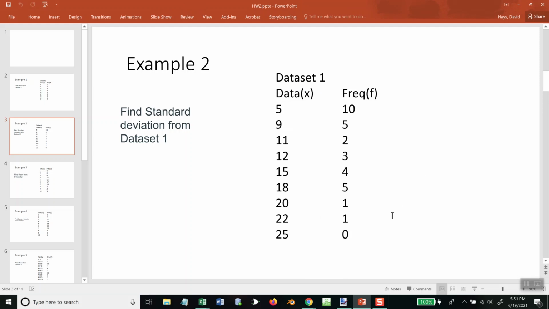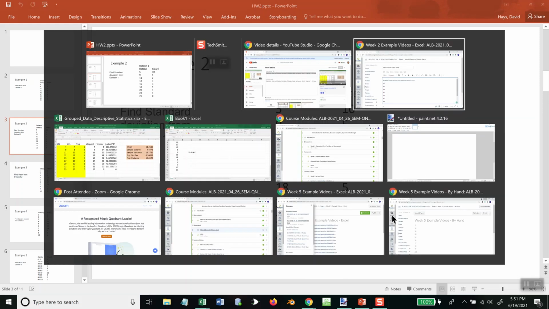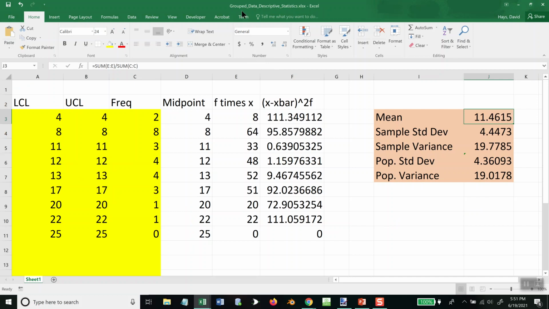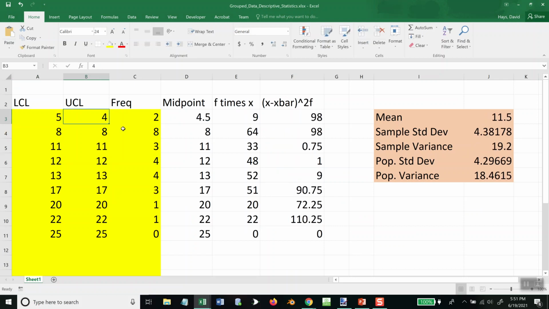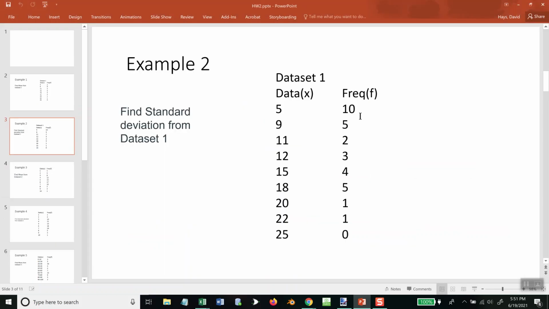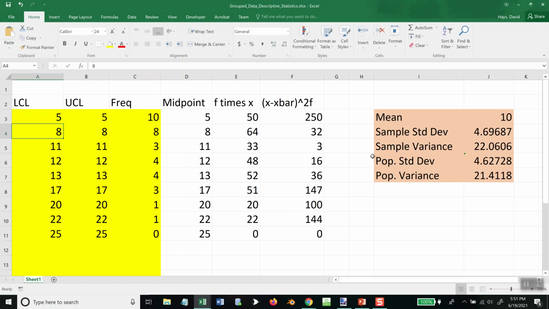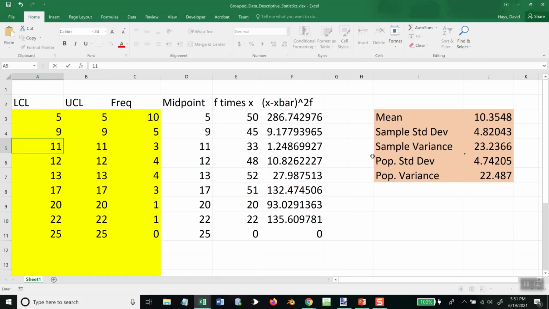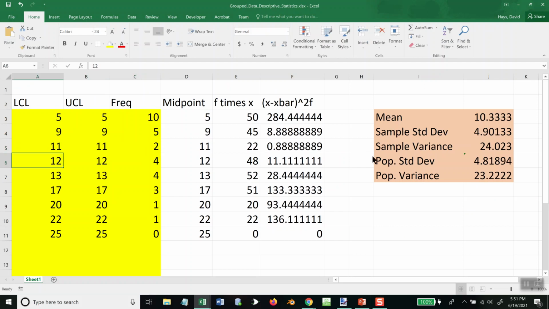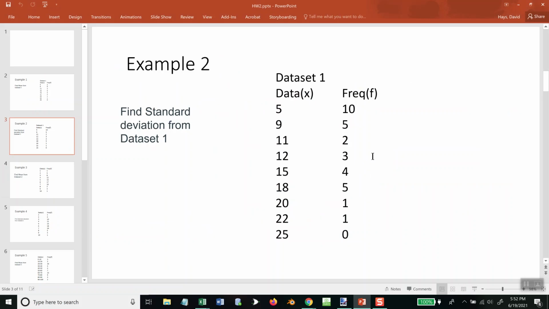Okay, so if you haven't already done it, download the spreadsheet, group data descriptive statistics. And our first number is 5. So you have to put 5 in both places here. Now your frequency is 10. Okay. Then I got 9 and 5. I got 11, 2. Got 12 and 3.